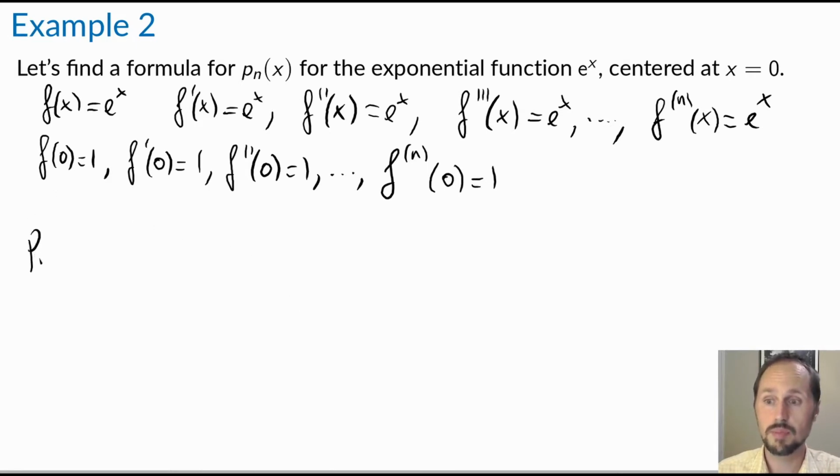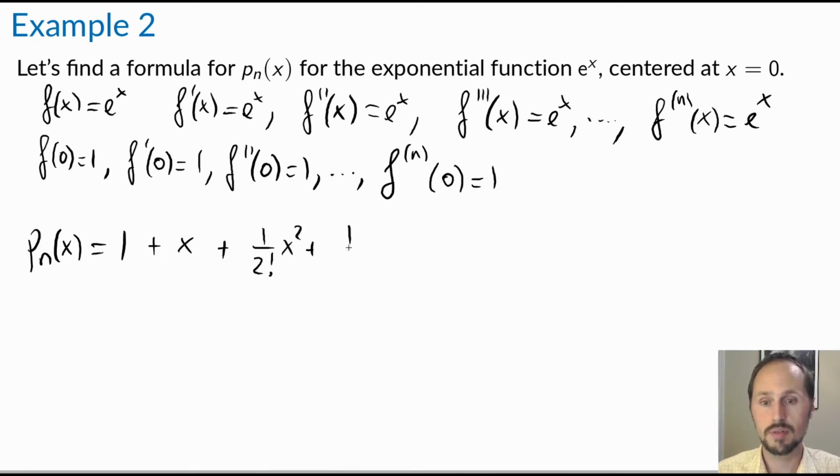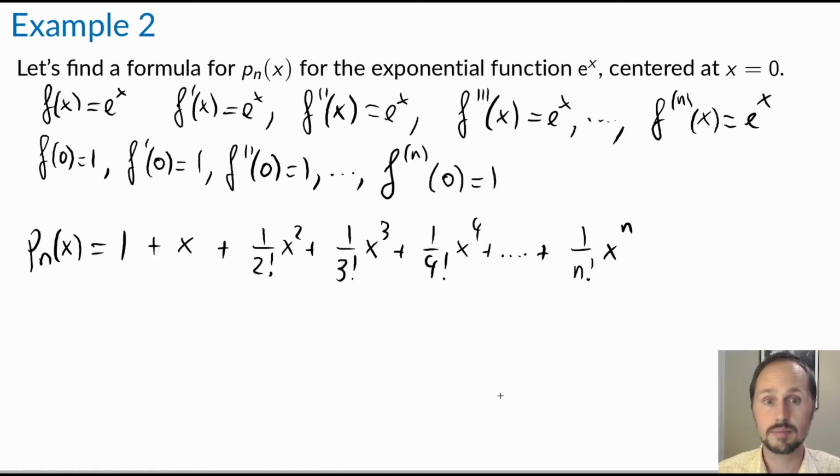So this means that Pn of x is going to be 1 plus x, then 1/2 factorial times x squared, and then 1/3 factorial times x cubed, plus 1/4 factorial times x to the 4th, so on and so forth, all the way up to 1/n factorial times x to the n. And this is now the nth order Taylor polynomial for e to the x, centered at 0.